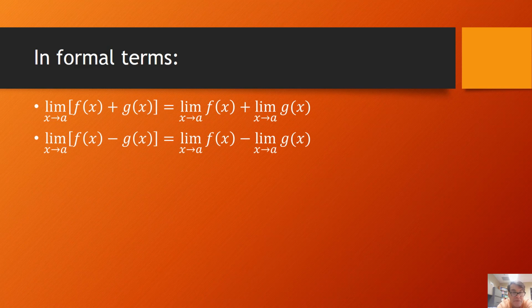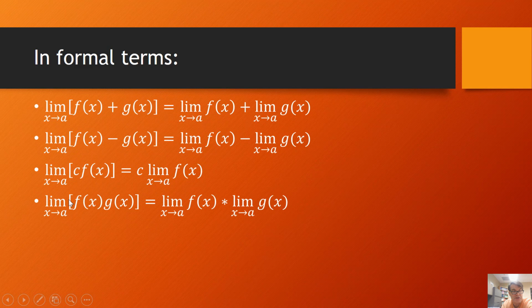The second one's very similar. The difference of the limits is equal to the limit of the difference between the two functions. We can go either way. There's more than one way to skin a limit. Many roads lead to the same place. Here's another one. The limit of a constant times a function is the same as that constant times the limit of the function. You can pay me now, you can pay me later. It doesn't matter which order you do them in, you're going to get the same result.